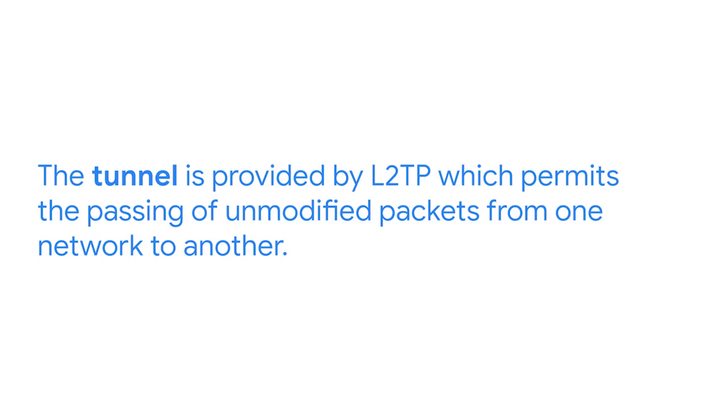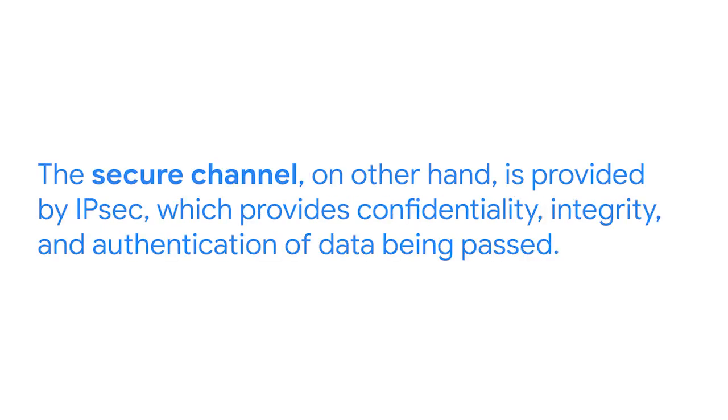An important distinction to make in this setup is the difference between the tunnel and the secure channel. The tunnel is provided by L2TP, which permits the passing of unmodified packets from one network to another. The secure channel, on the other hand, is provided by IPsec, which provides confidentiality, integrity, and authentication of data being passed.